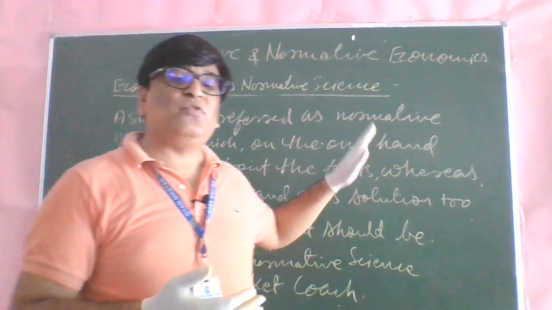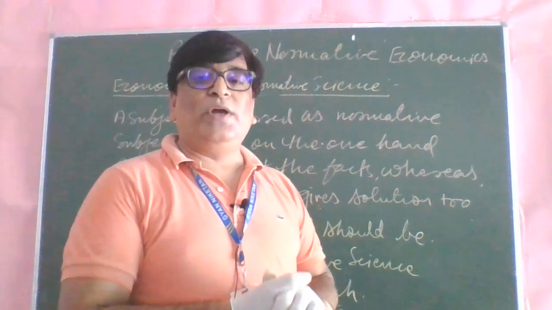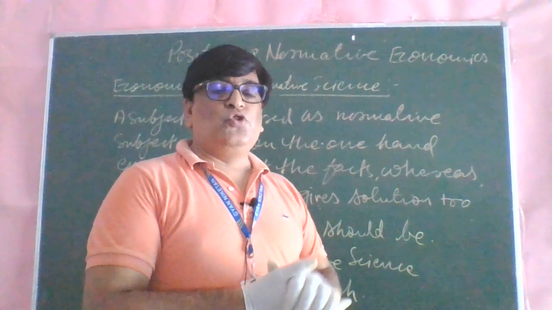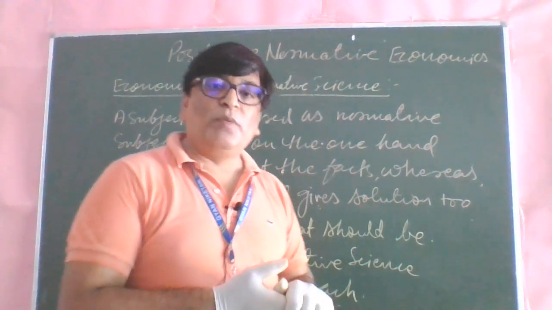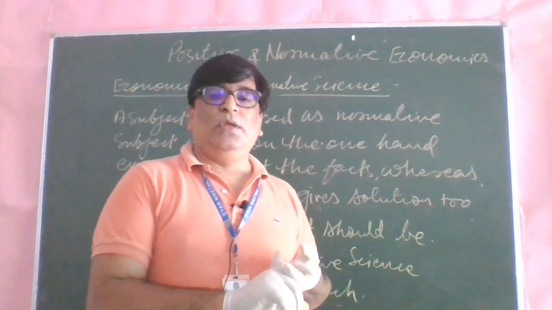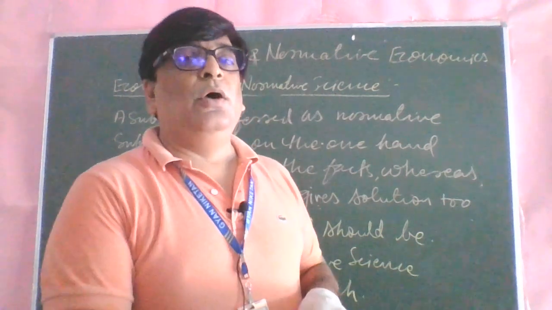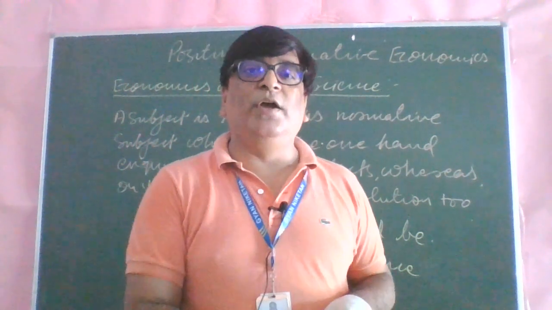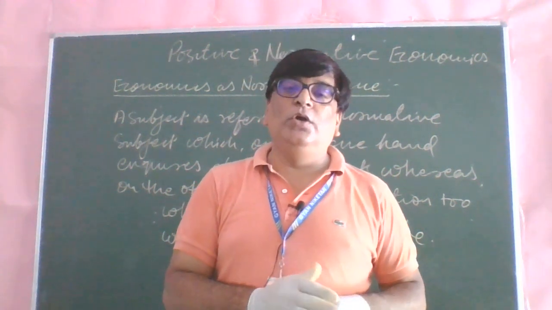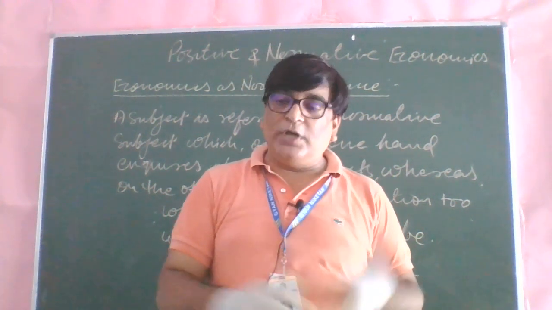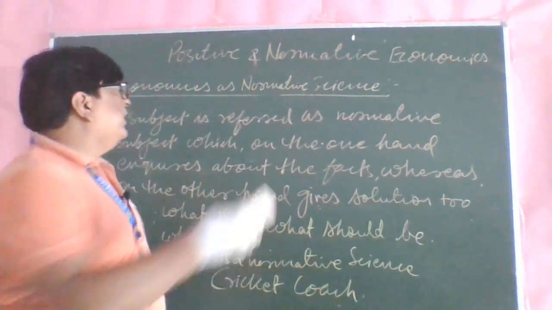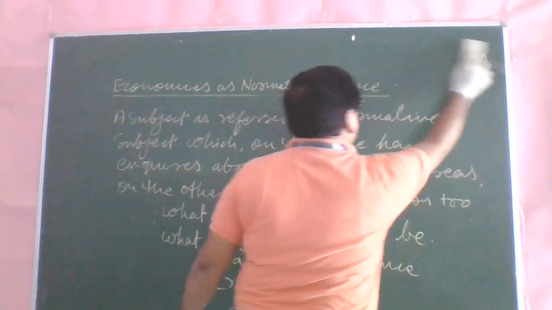Economics as a normative science not only inquires facts, it gives solutions also. So this is economics as a normative science. Alfred Marshall, particularly Alfred Marshall, who talked of human welfare, he tried to establish economics as a normative science. Okay, this was what we talk of economics as a positive and normative science.